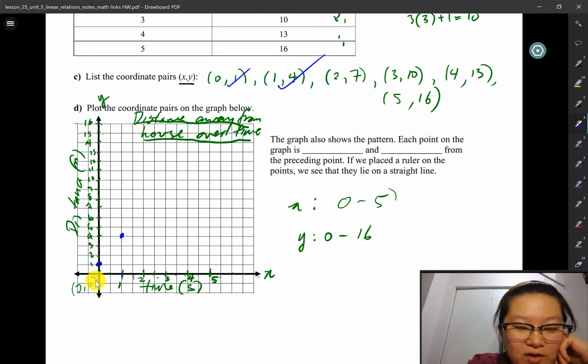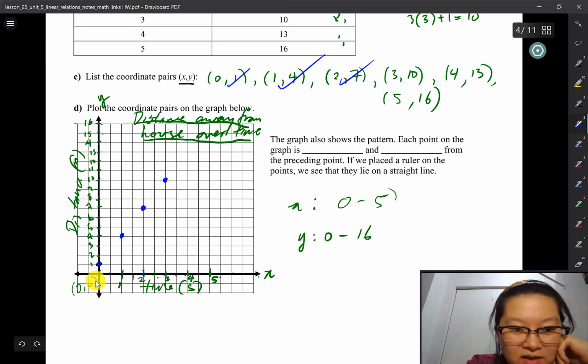Second one is 2. Okay, and my x-axis is right there. Now if I want to identify my y, which is 7, I go all the way up to here. That is my 7, so that's my next dot. Then 3 and 10. 3 is here. I go all the way to 10. 10 is right there, and I put my dot right there.